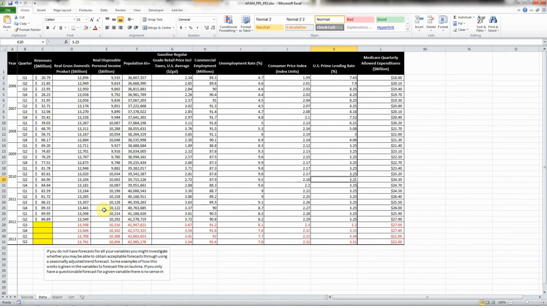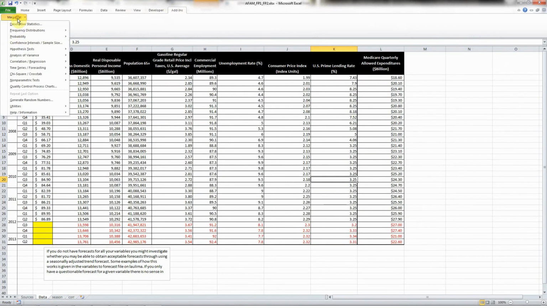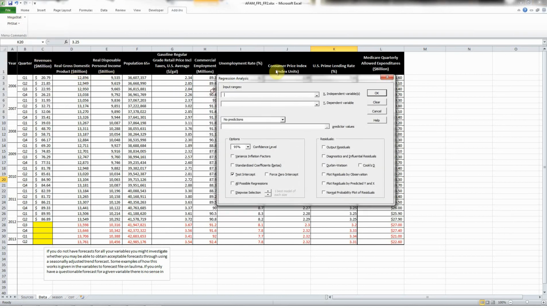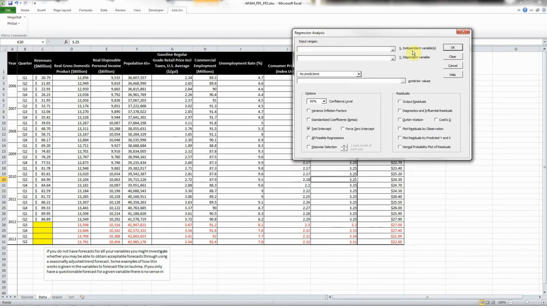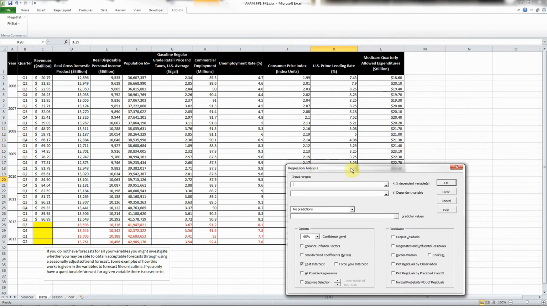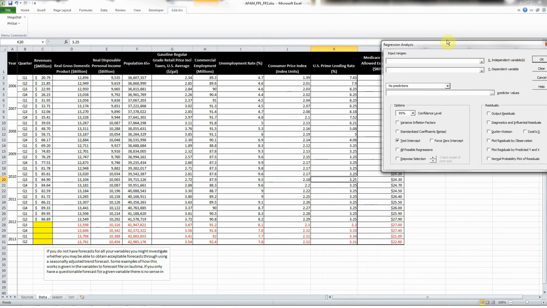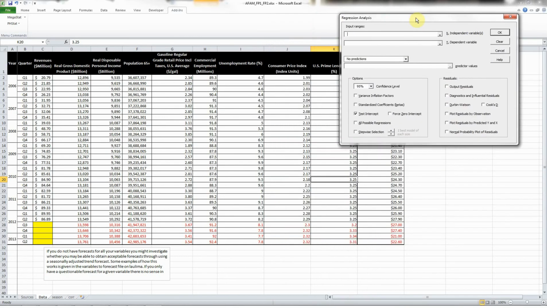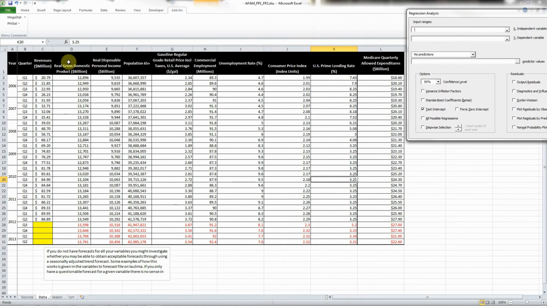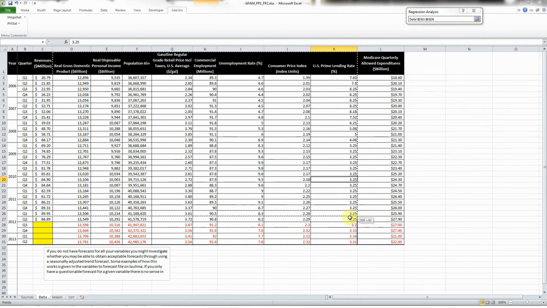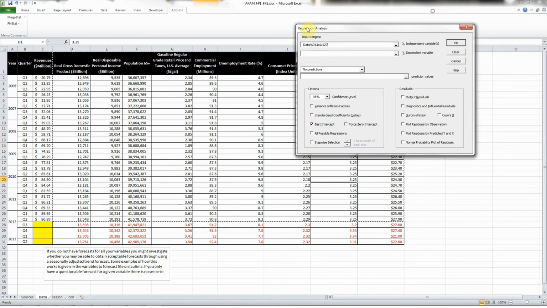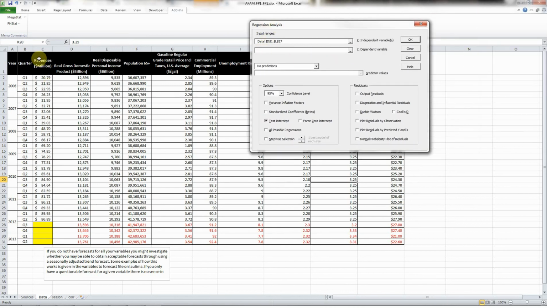So we go to our data here, and we simply go to Megastat, correlation regression, regression analysis. We don't really need a whole lot here. We're going to take our independent variables. That's all over here. Notice we only want the data, not the forecasts. And then we get our dependent variable, which is revenues in millions. Again, just the data. And we do want the variance inflation factors.